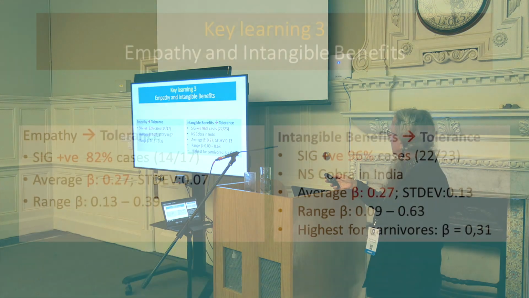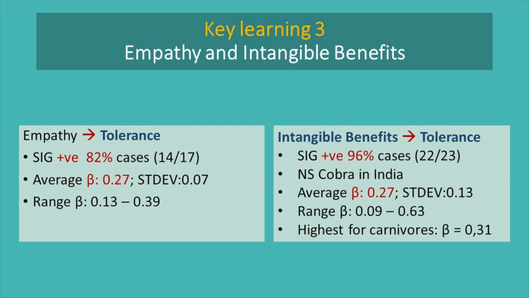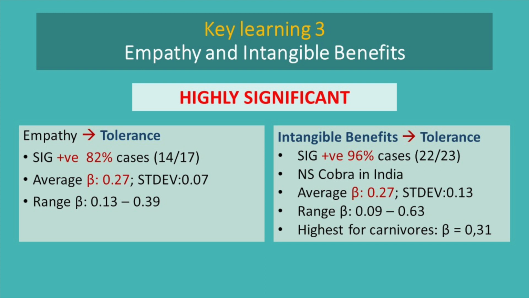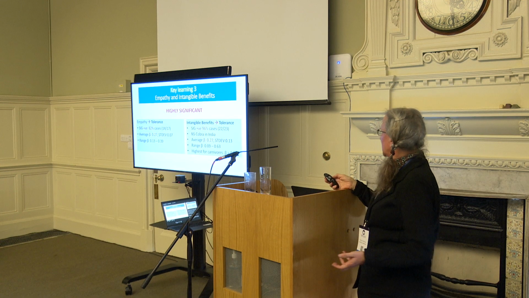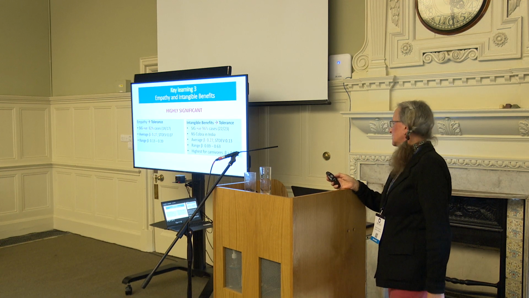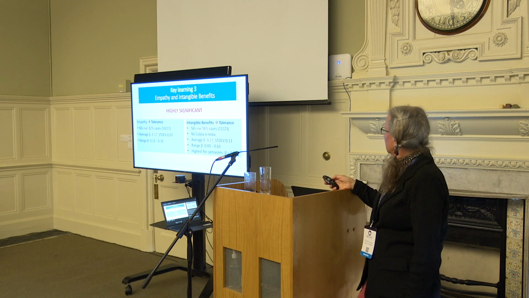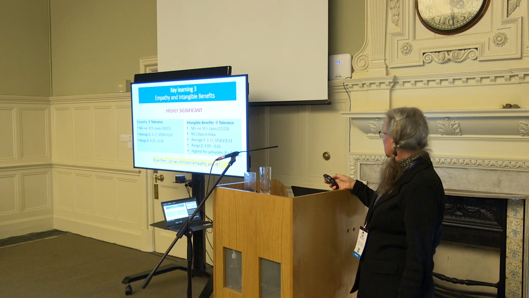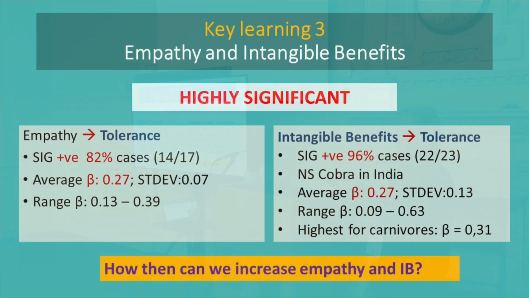The third key learning is that empathy and intangible benefits are mostly very significant. So for empathy, it's 82% of cases, and intangible benefits tolerance. So the more empathy and the more intangible benefits you perceive, the higher the tolerance. So an obvious question is, how then can we increase empathy and intangible benefits?